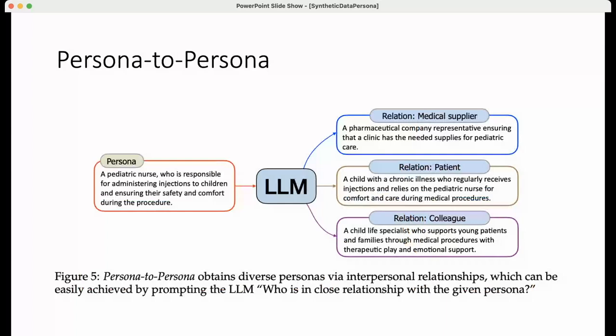It also proposes persona-to-persona. Once you pass your first round, you extract a persona, and then you re-prompt the LLM to generate other possible personas that have interpersonal relationships. For example, here is a nurse, and then the LLM may say there's a medical supplier, maybe a pharmacist who supplies the nurse, a patient persona who has some medical conditions, and also a colleague. So it basically multiplies the personas you have based on the different relationships.